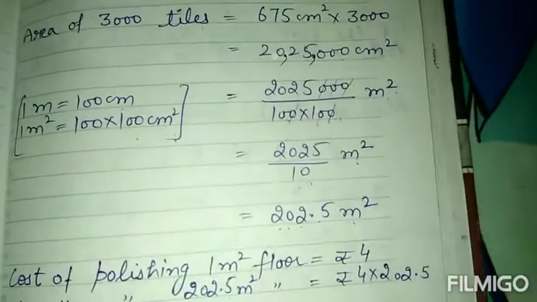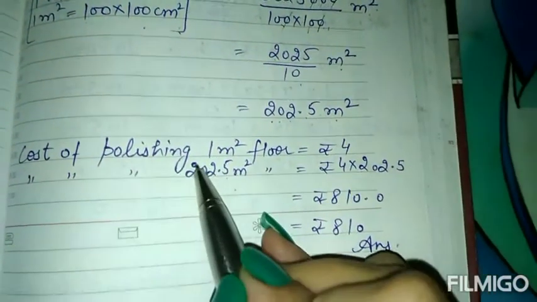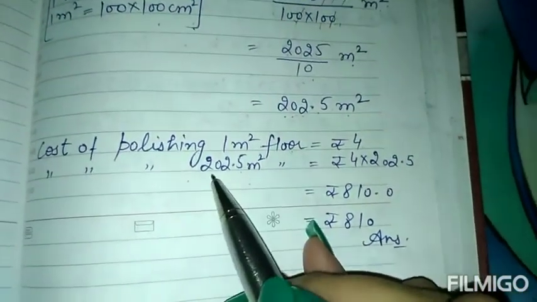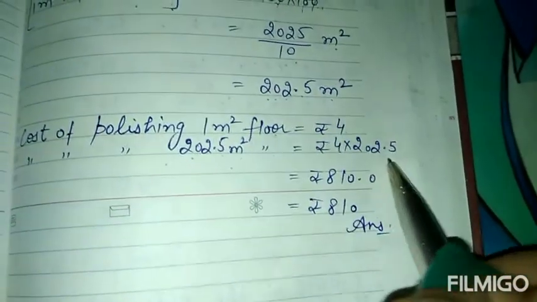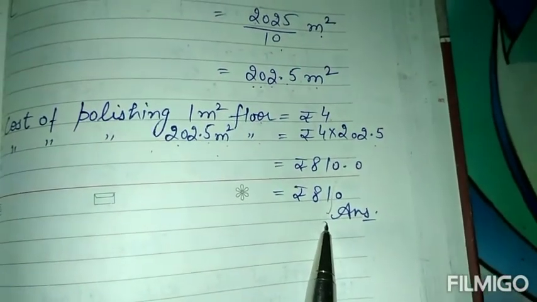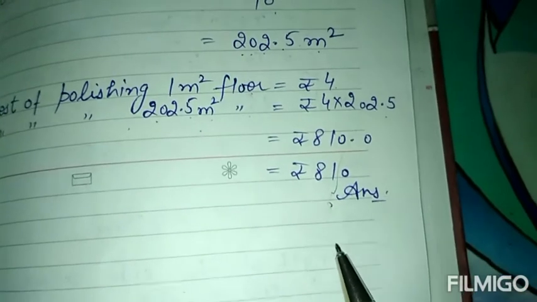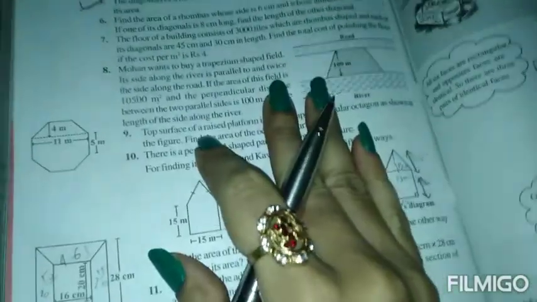Now we will find the cost of polishing the floor. Cost of polishing 1 meter square floor rupees 4. Cost of polishing 202.5 meter square floor 4 into 202.5. When you solve, you will get 810 rupees. This is the cost of polishing the floor. That is the answer. Next is question number 8.